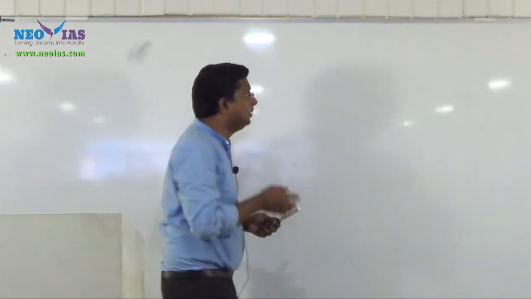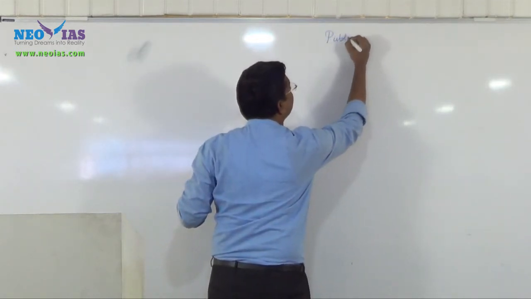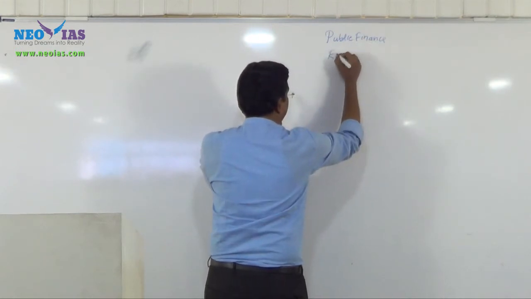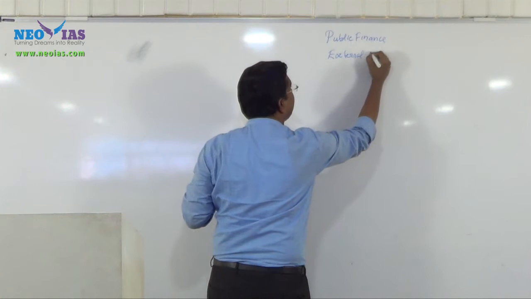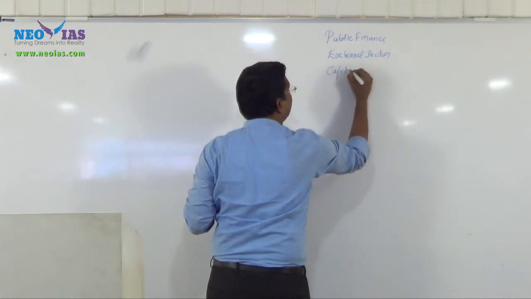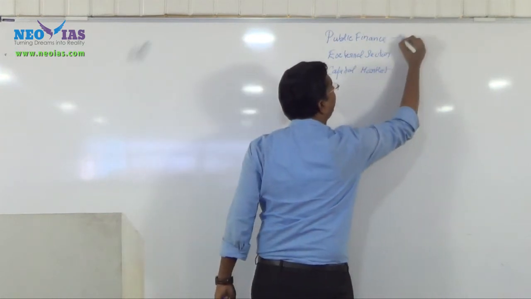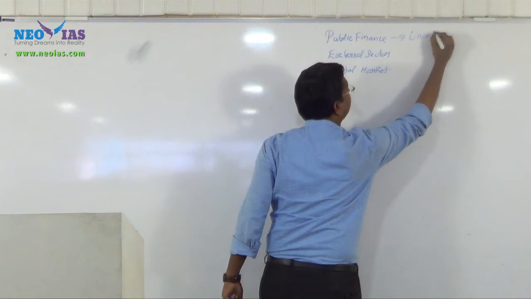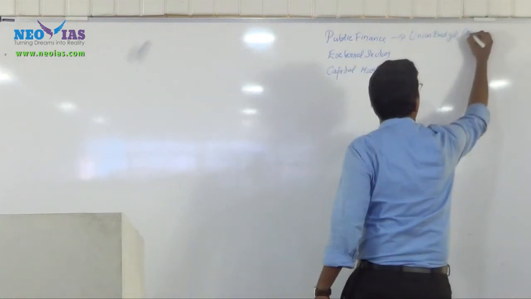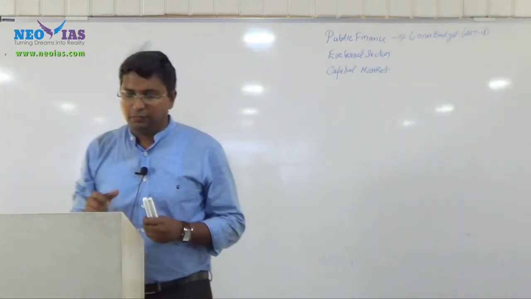See, the test was basically focusing on these areas: public finance, external sector. We'll see it one by one. We'll do questions like that only, and mainly capital market. And in public finance, a lot of questions were asked from the Union Budget. Okay, so we'll start like this.